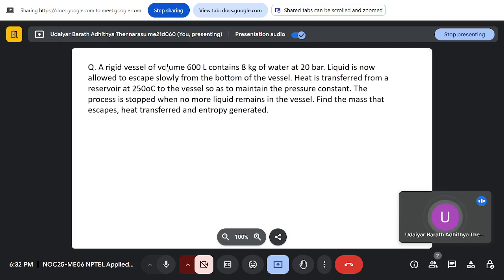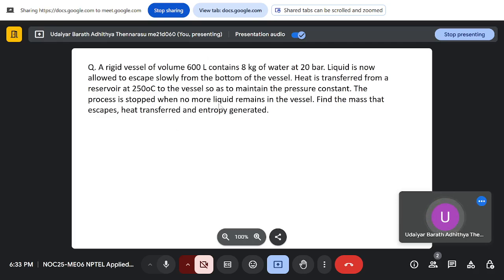A rigid vessel of volume 600 liters contains 8 kg of water at 20 bar. Liquid is now allowed to escape slowly from the bottom of the vessel. Heat is transferred from a reservoir at 250 degrees Celsius to the vessel so as to maintain the pressure constant. The process is stopped when no more liquid remains in the vessel. Find the mass that escapes, heat transferred, and entropy generated.